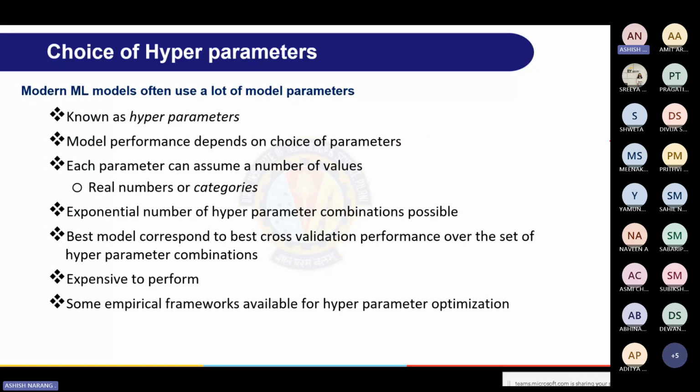Next comes the choice of hyperparameters. We will look into this in detail at some other point of time also, but let us learn a little bit about what hyperparameters are as of now. Many machine learning models use a lot of model parameters. Those are typically termed hyperparameters. And the performance depends on the choice of hyperparameters also. Each parameter can assume a number of values. It could be real numbers or categories.